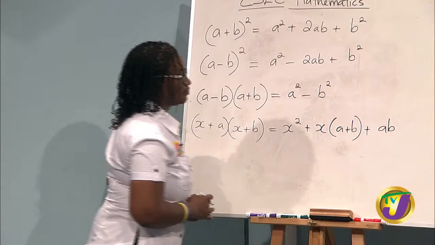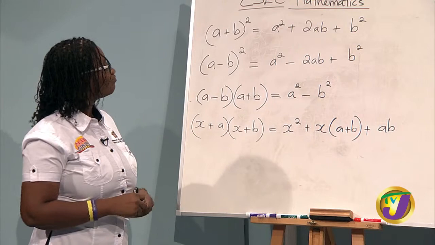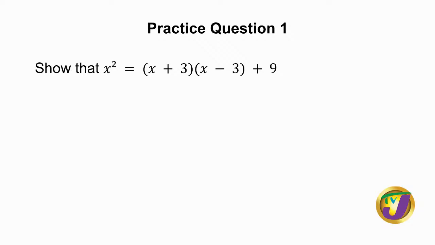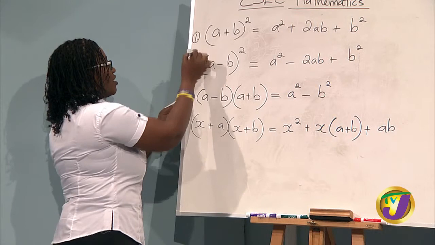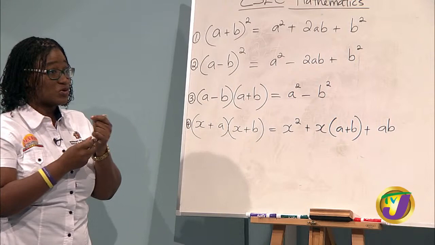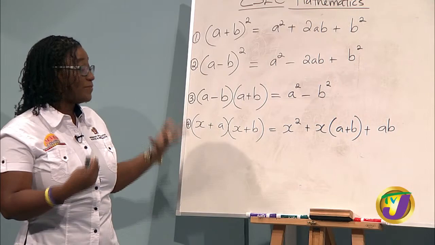All right, so here we have a question. And just by looking at the question, is there any of the identities that we can use to help us in proving that X squared is equal to 3 added to X multiplied by X subtract 3 plus 9? So I'm looking at the board and immediately, let me number these identities so I can quickly refer to them. The third one is actually popping out at me, which we refer to as the difference of two squares. Where A was on the board, I'm actually seeing X there on your screen. And where B was, I'm actually seeing 3 there on your screen.